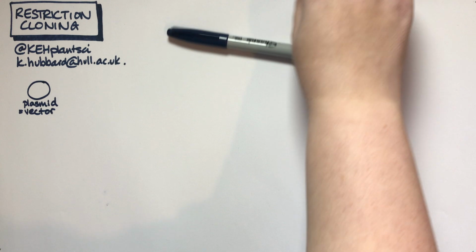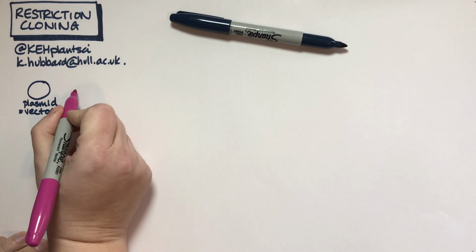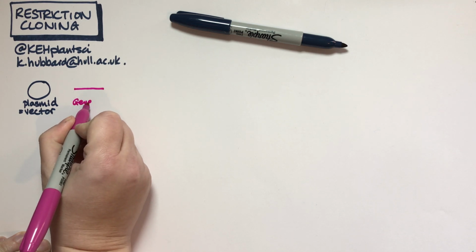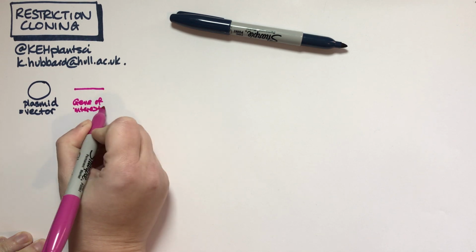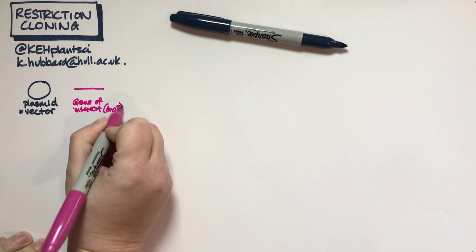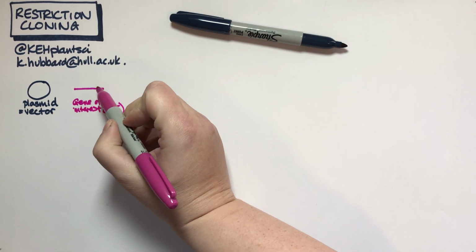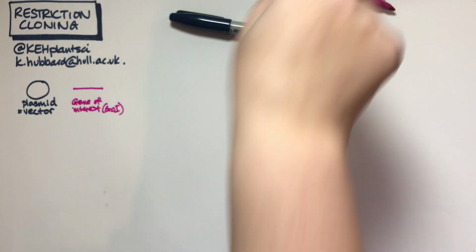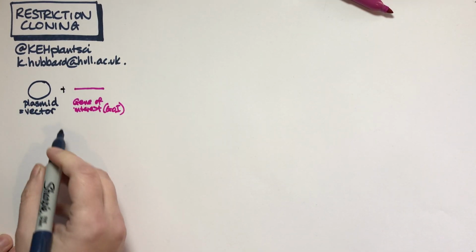Okay, so we've got our plasmid vector, plus we've got our gene of interest, which I'll just abbreviate to GOI. This is the gene that we want to amplify, or we want to get from one species into our plasmid vector. So we want to combine these two things together.